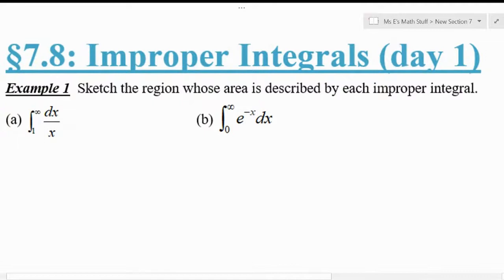Section 7.8 is called improper integrals. I'll break this into 2 days. To get started, for example 1, I'd like for you to sketch the region whose area is described by each improper integral. For part A, the integral is from 1 to infinity of dx over x. And for part B, the integral is from 0 to infinity of e to the negative x dx. Go ahead and sketch the region whose area is described by each improper integral and see if you can figure out what's so improper about these integrals. All right, see how it goes. Check in with me in the next video.